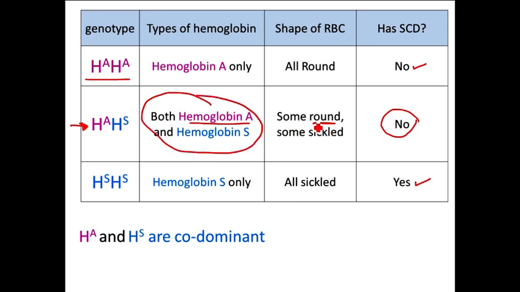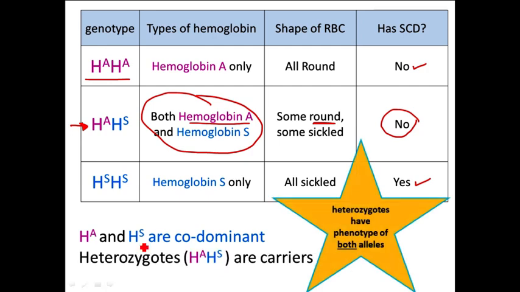And then we get both types of red blood cells. If HA was dominant over HS, then we would see that these heterozygotes would just be normal, right? Or if it was incomplete dominance, then you would have some sort of mixing, part normal and part sickle cell. But it's not, it's codominant, okay? So remember that the heterozygotes have phenotypes of both alleles, so we see that here.